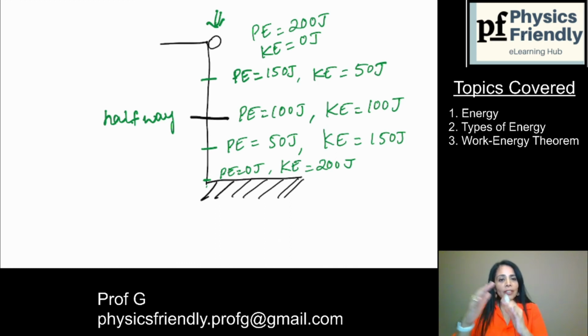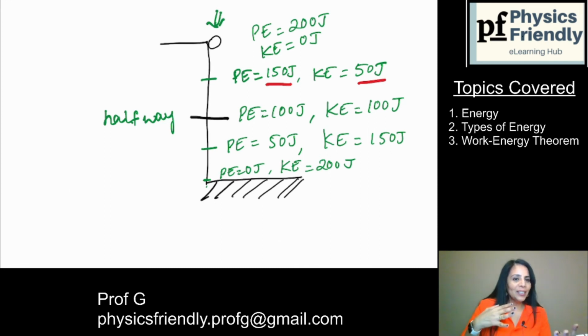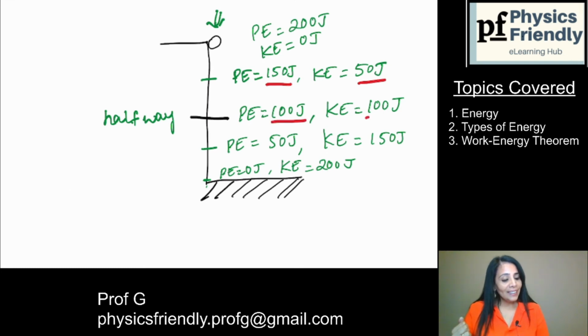Now we have divided the path of the object into multiple parts. Let's look at one-quarter of the way, and at this point we have potential energy of 150 joules. And then you see how as the object starts to move, your kinetic energy also starts to build up. So your kinetic energy is 50 joules. Now halfway through the path, the mix is half and half. You have potential energy of 100 joules and kinetic energy of 100 joules also. Now it's moving towards the surface of the earth. We have seen this in free fall. It starts to gain speed.